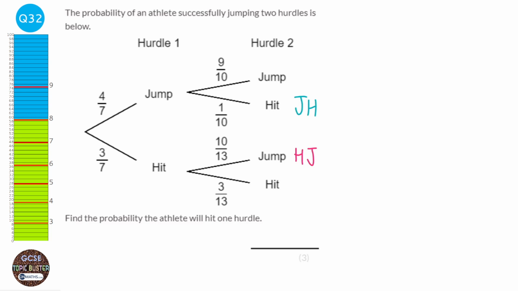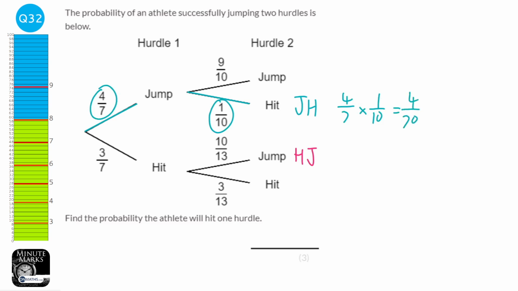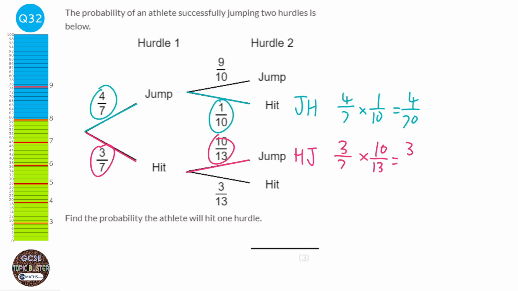So to work out the probability of ending up with jump and then hit, we're just going to multiply those two probabilities together. So 4 over 7 times 1 over 10, which would be 4 over 70. And do the same with hit and jump: 3 over 7 times 10 over 13, which will be 30 over 91.